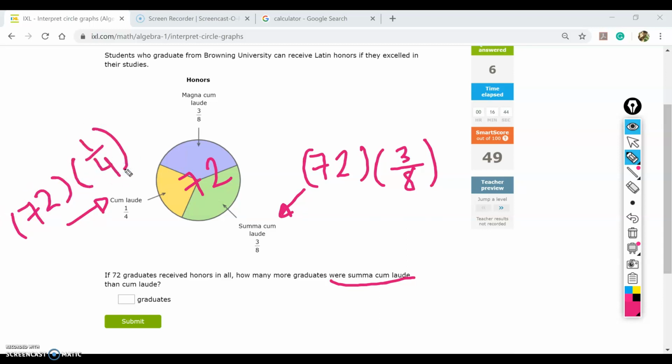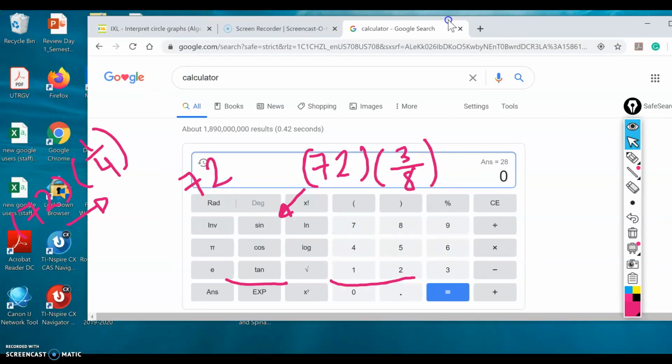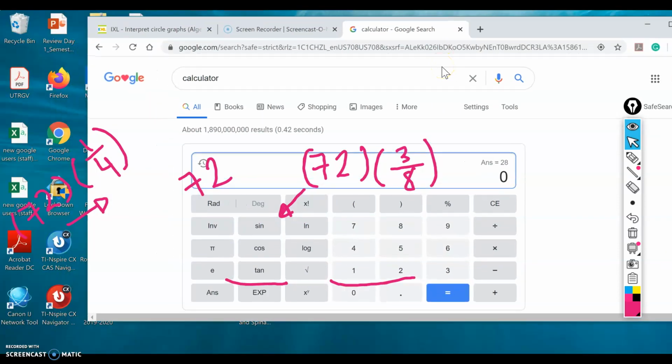Now let's see the number we get, sorry. And then we find the difference because they're telling you how many more. So let's do it on the calculator. I'm going to go to my calculator and do that first one, which is 72 times 3/8. I know you cannot see it, but I mean, you can. Let me move it a little bit. There you go. So you can see it on yours.